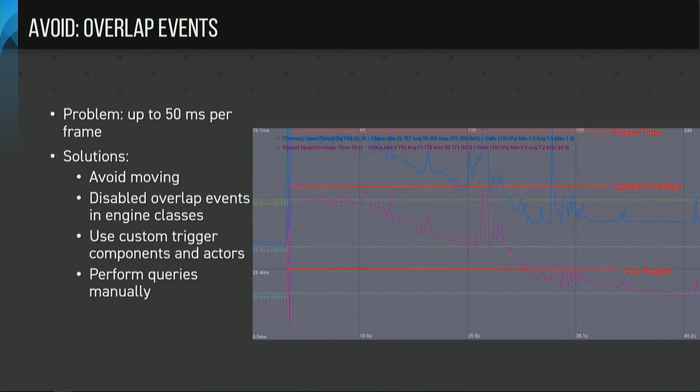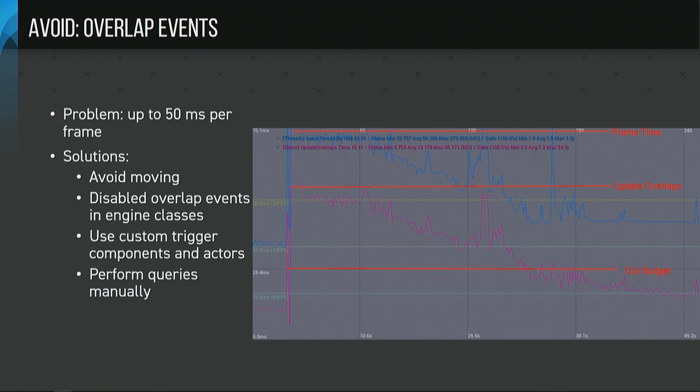You can also reduce the number of updates to positions that you need to do. But in general, there's a limited progress that we can make with avoiding moving. What we also did is we went into the engine and disabled overlap events by default, so that you have to specifically go in there and say, okay, I need overlap events, I need to enable them, so that you make a conscious decision about this, that you actually need them.